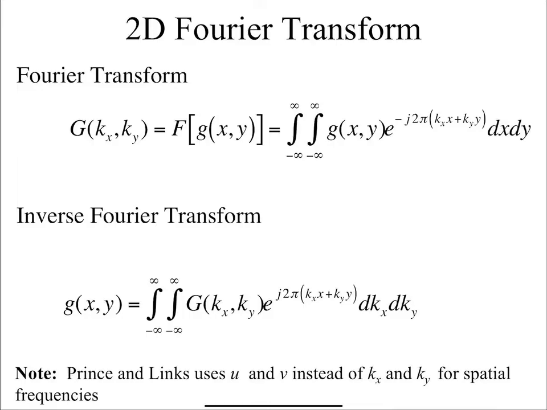Okay. Let's talk a little bit about 2D Fourier transforms. So 2D, the main thing is now we've got a double integral, and then we've got kx and ky. We're integrating over dx and dy. And then for the inverse transform, same form, but instead of a minus j, it's a plus j. Okay? And notice, once again, Princeton Links uses u and v, but the standard in the field is really kx and ky. So we'll use kx and ky. All right?